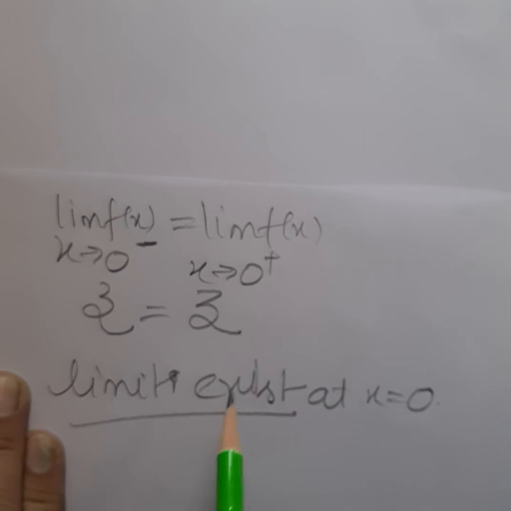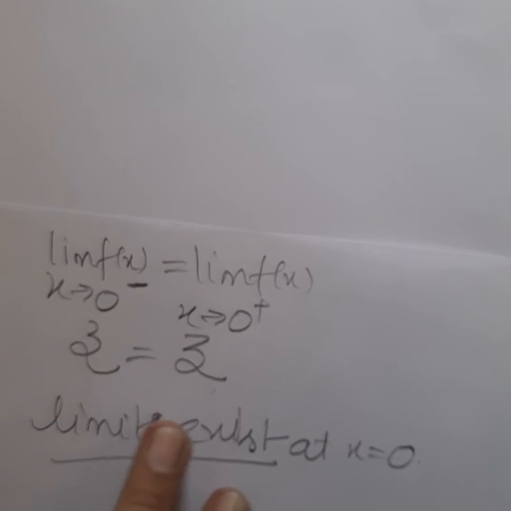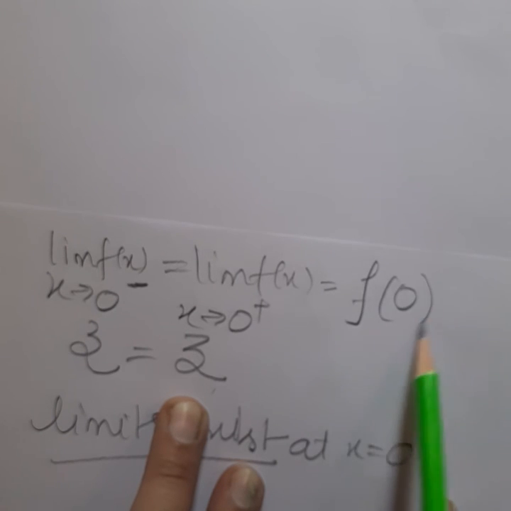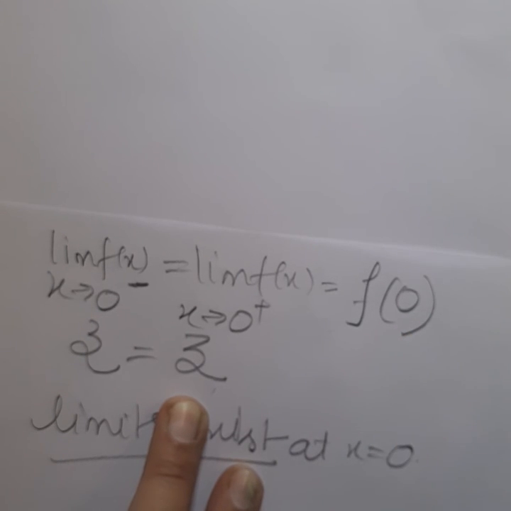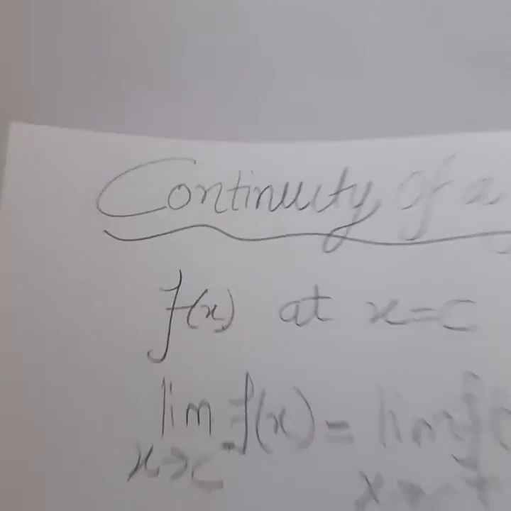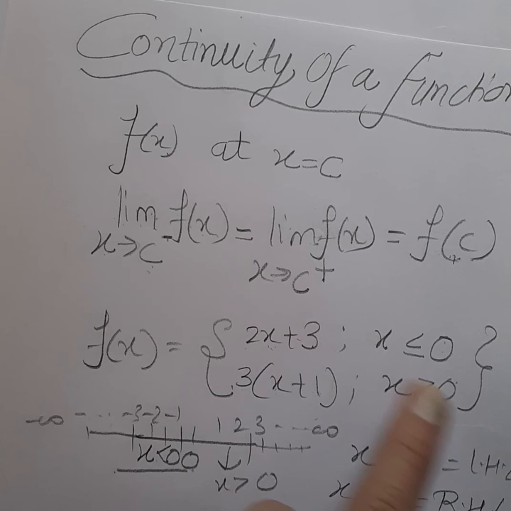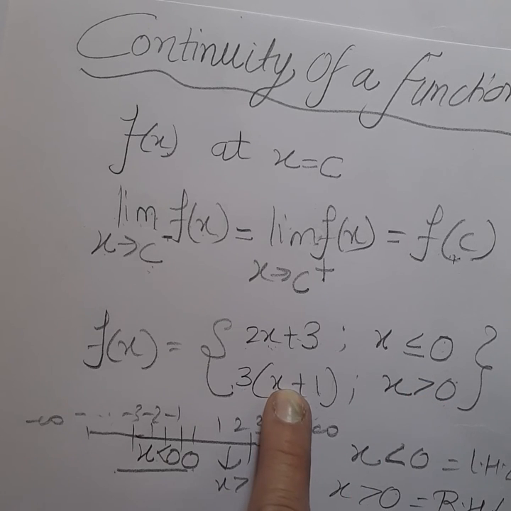So our next question is whether the function is continuous or not. For that we have to check our third condition, that is f of 0. Now how can we check f of 0? You can ask me a question: we have only two functions, one is the left hand interval, and the other is the right hand interval.